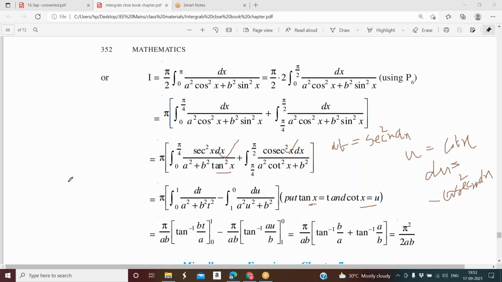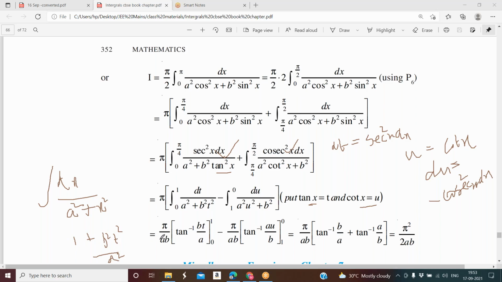Or else you can evaluate it directly. This is the form of the integral dx by a square plus x square. What is the integral of dx by a square plus x square? It is 1 by a tan inverse x by a. So here we take 1 by b square outside, and the variable is t. We get 1 plus b square t square by a square. This is the other form, a square plus x square, where a is 1. So tan inverse bt by a.